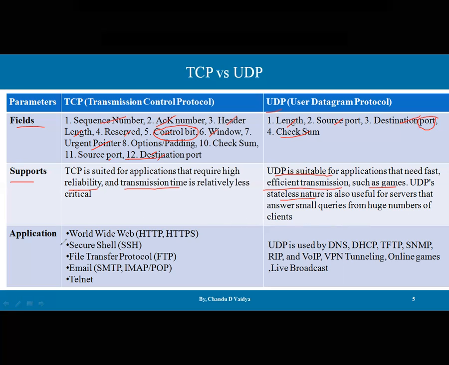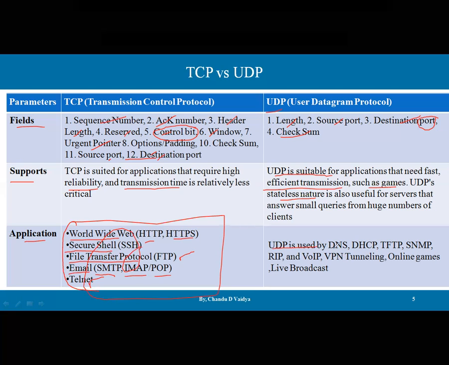If we go with support and applications, for WWW, HTTP and HTTPS connections it is possible to use TCP because a connection needs to be established. Then Secure Shell, SSH: everybody wants reliability and a secure connection to be established. File Transfer Protocol, FTP, again requires a connection, so FTP uses TCP. Then email, with protocols SMTP, IMAP, POP, and then Telnet. These are the different applications where a connection is required and everybody wants reliable communication.